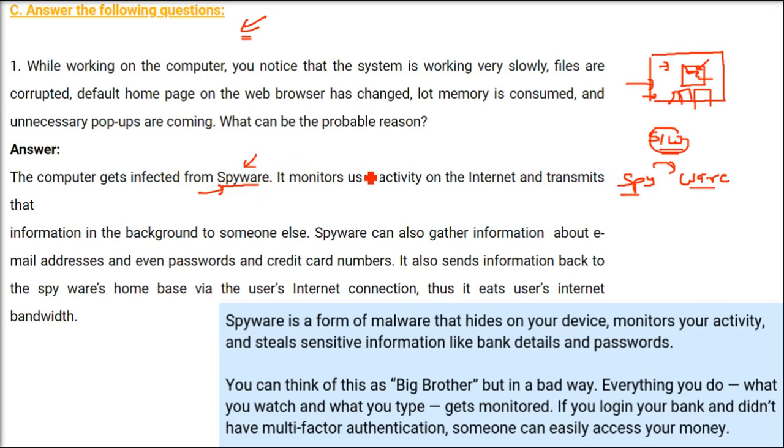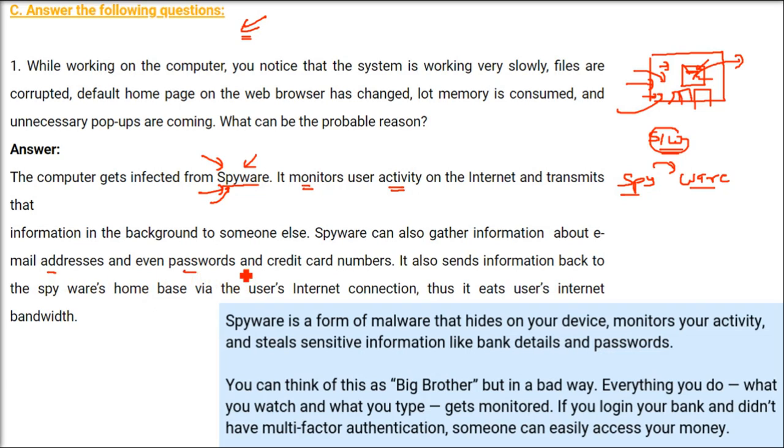Spy means jasusi, that is, you are trying to find out about a person or an object without them knowing. This would have come from a pen drive or from the internet. Spyware means spying on you. It monitors the activity, what you do on the internet, and also transmits the data or information that you are using or executing on your computer or your smartphone.